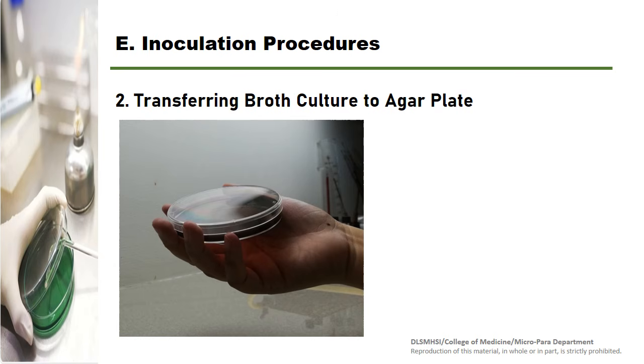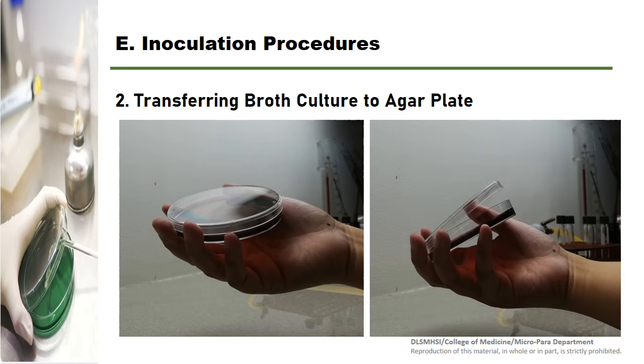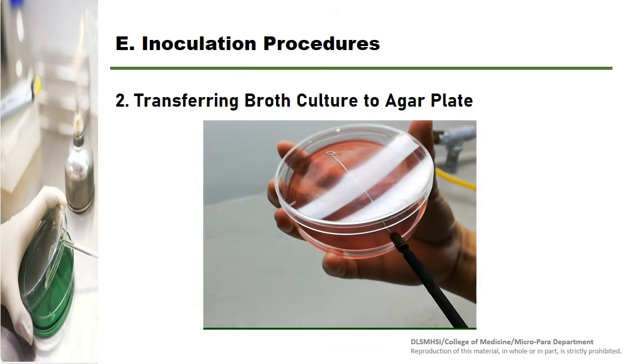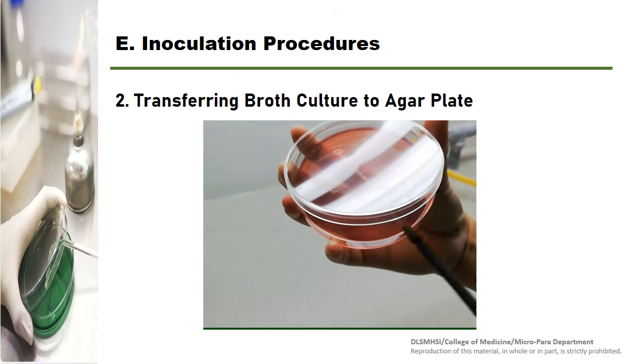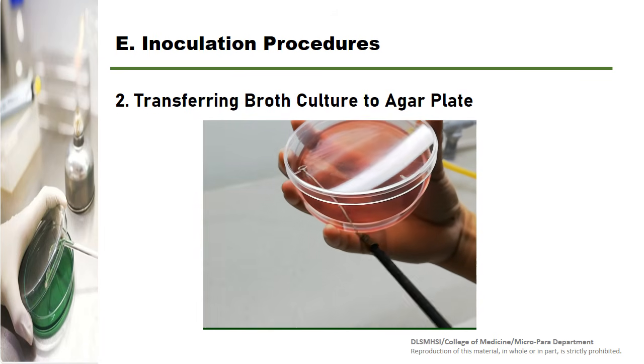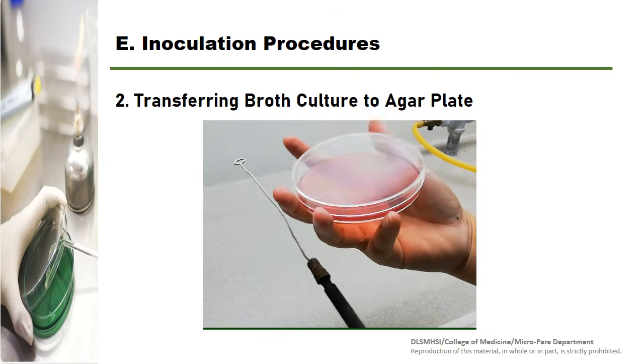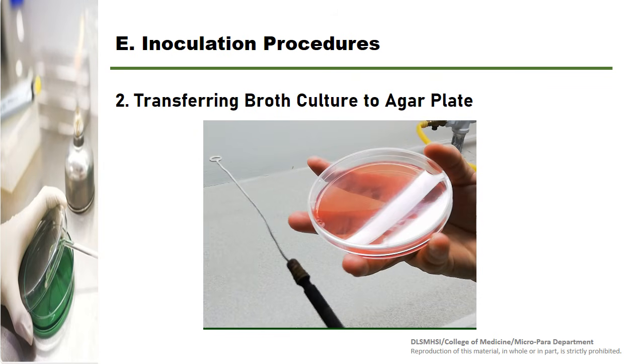Now hold your agar plate with your other hand supporting the bottom using the middle finger and small fingers. Lift the cover using thumb and forefinger to open the agar plate. You may now inoculate the agar plate with your loopful of inoculum following the streaking patterns that will be shown in the following slides. So work as closely as possible near the flame.